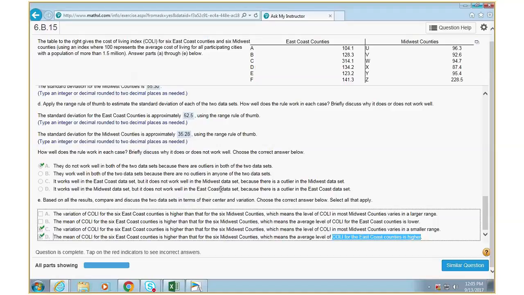Especially the part where it says the mean is higher than that of the Midwest. And I don't think that's true. I think the Midwest is higher. Okay? Or something. It's reversed. I can't remember. But you just got to read them.